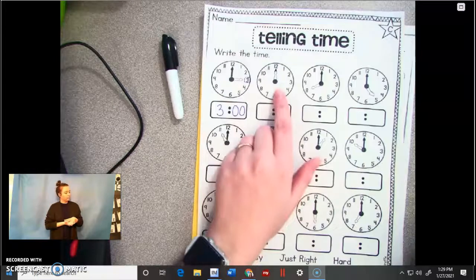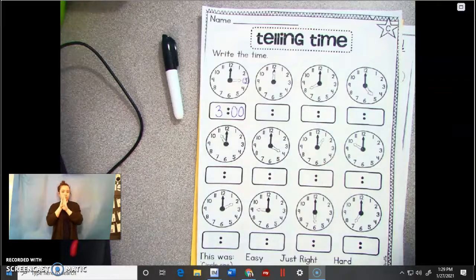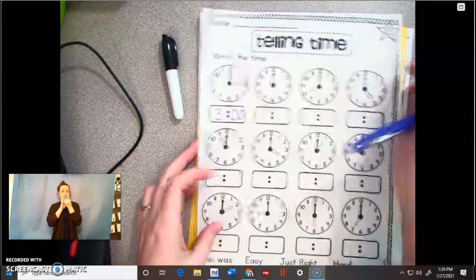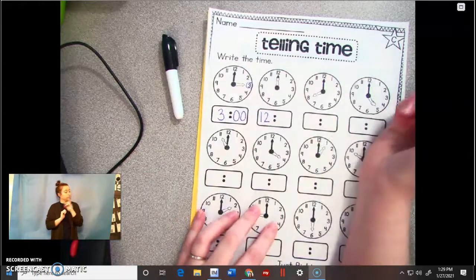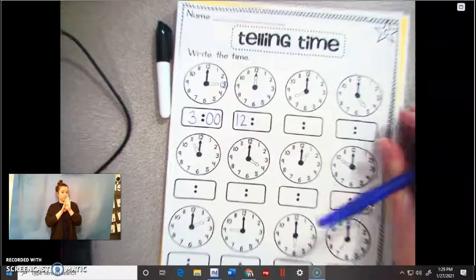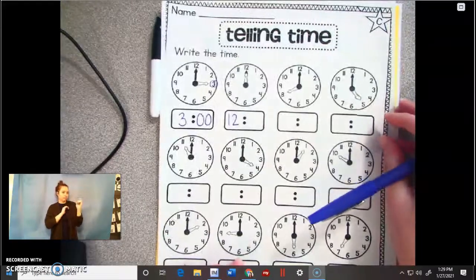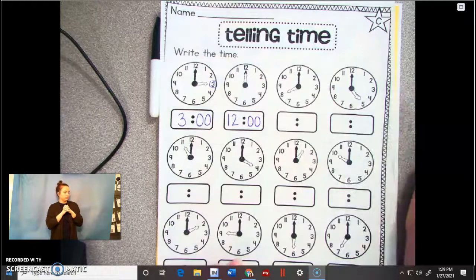All right, let's look at this one. Both hands are pointing to the 12. When the hour hand points to the 12, he gets to say the number. So he is 12. My minute hand, he's pointing to the 12. And when he points to the 12, the minutes start over. And we write 2 zeros for o'clock.